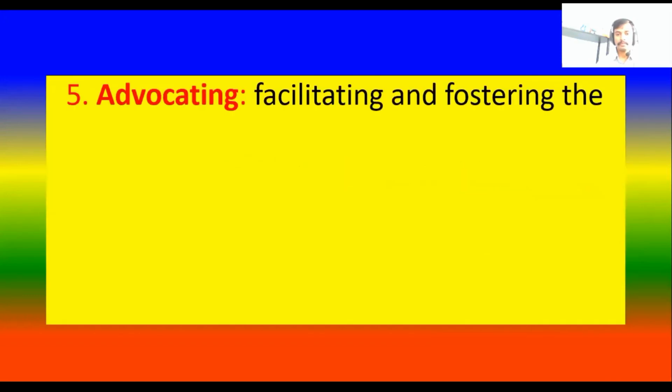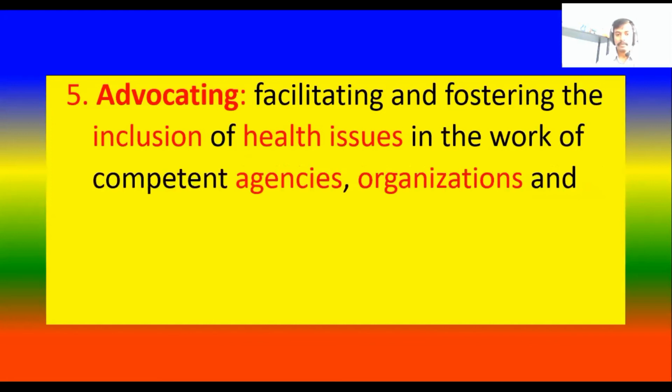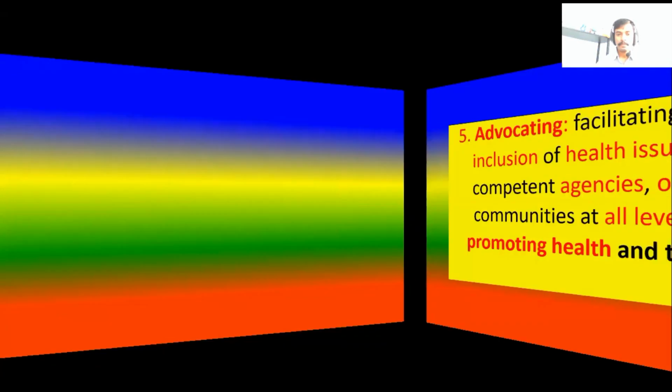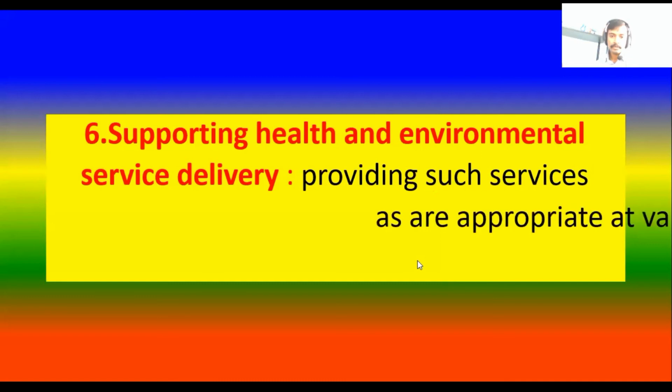Five, advocating. Advocating means advising, giving ideas including healthcare issues related to environment. Then competent agencies and organizations at all levels promoting health and environment. Next, responsibility: supporting health and environment service delivery. Service delivery means distribution of healthcare services to promote environmental health. The nurse is doing a wonderful role in this. Mainly community health nurses visit every community, try to modify this environment, and educate the people and families.